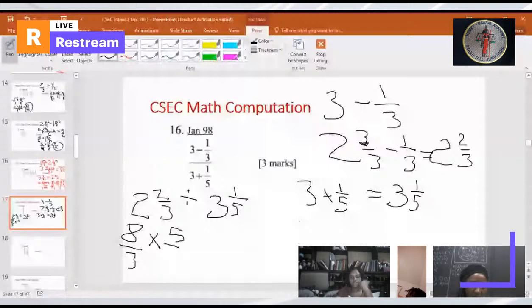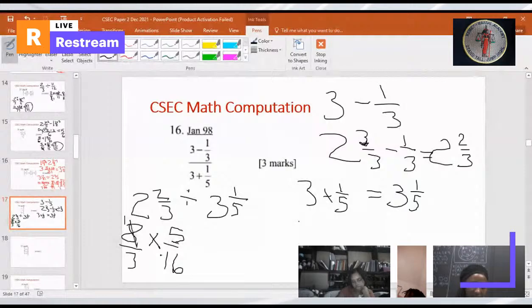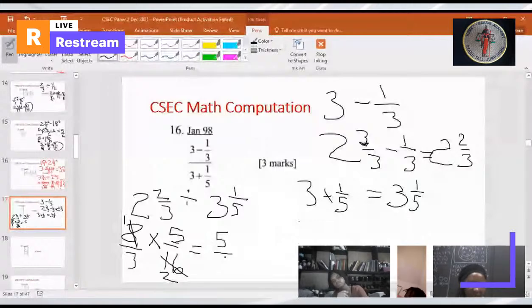I'm going to check if anything can be reduced, which will be the 8 and the 16. So 8 into 8 goes 1 time, and 8 into 16 goes 2 times. It cannot be reduced any further, so we're going to multiply. 5 times 1 is 5, and 2 times 3 is 6, so it would be 5/6. Final answer.